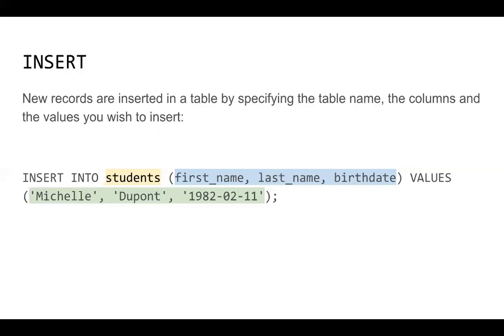That's really all there is to it. It doesn't get very complicated. It's just saying insert into students, here are the columns I want to do, here are the values that go into those columns. Any questions about inserting new records?